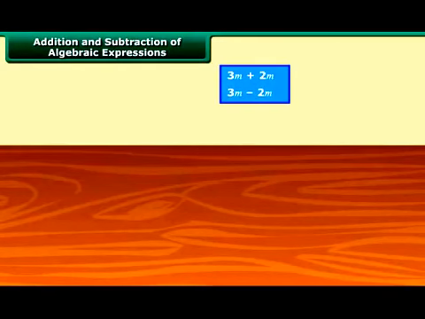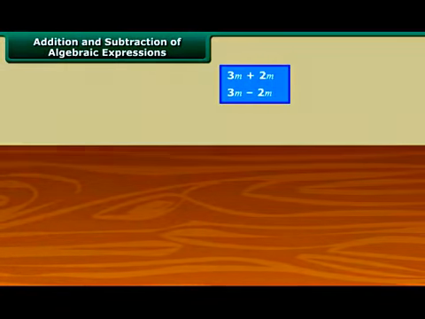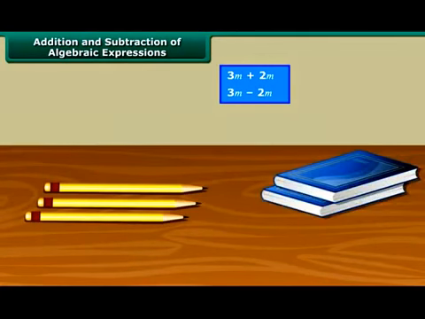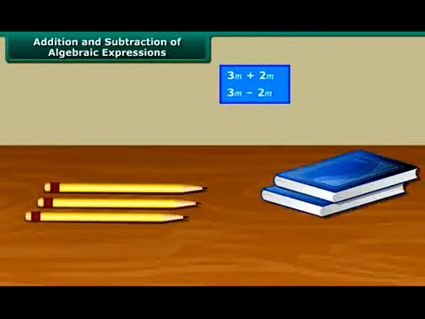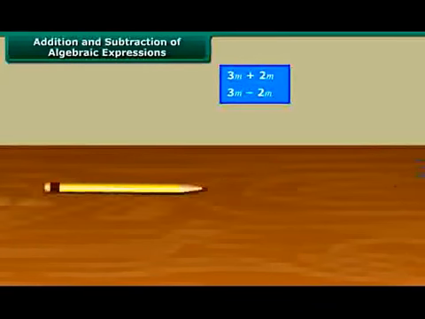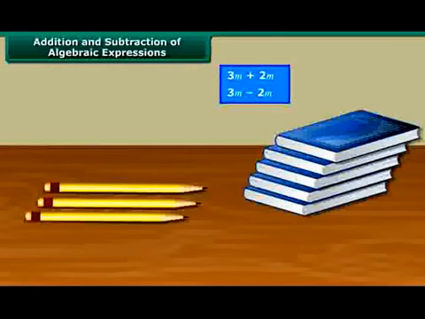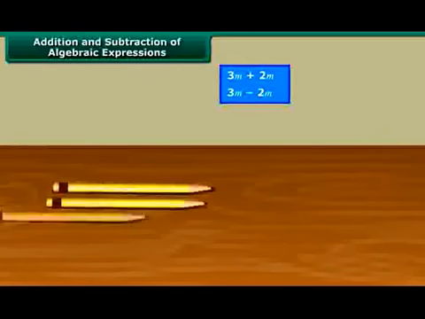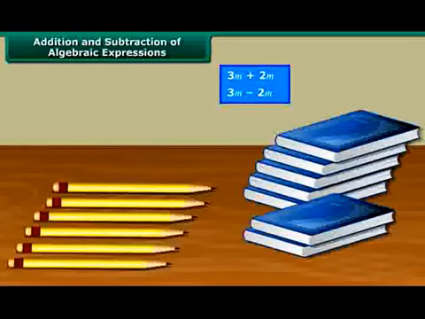But why is it so? Think of it like this. On a table, we have 3 pencils and 2 books. We cannot add the 3 pencils to the 2 books because they are not the same kind of objects. Now, if we get another 3 pencils and 5 books, altogether, we now have 6 pencils and 7 books. Now again, we can't combine these objects since they are different.